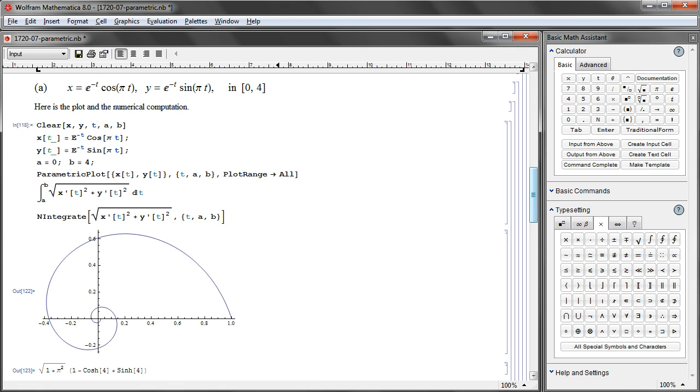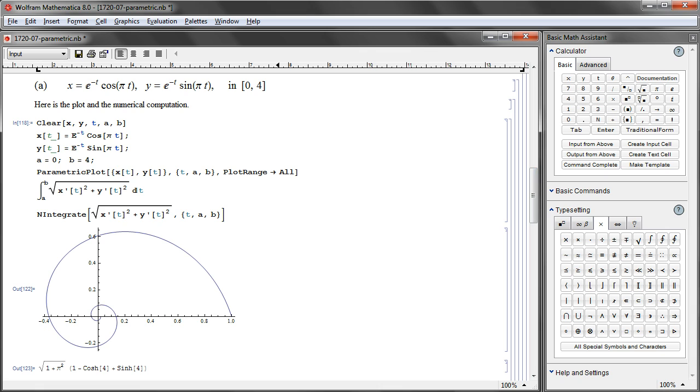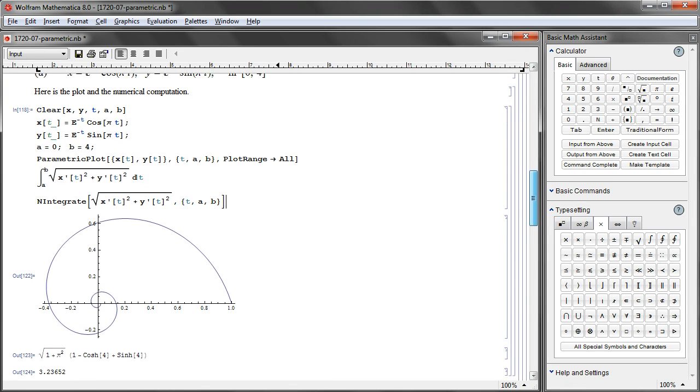And we can calculate the arc length using a computer algebra system. Here, the NIntegrate command was used. NIntegrate, and then this is the integrand, square root of x prime of t squared plus y prime of t squared, and t is running from a to b, where a is 0 and b equals 4. And let Mathematica calculate it, and what do you get? We get 3.23652 approximately.